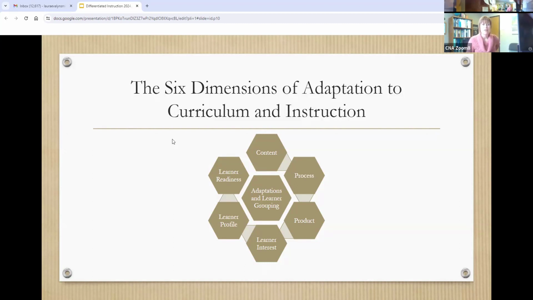Our adaptation may be in the realm of content, leveling the content, for example, the process that we'll be using in terms of the activities we employ in the lesson. The product would be the end result that our students are producing, the way that they are demonstrating their mastery of the content. The learner's interest, their profile, and their readiness are also dimensions of our differentiated instruction.